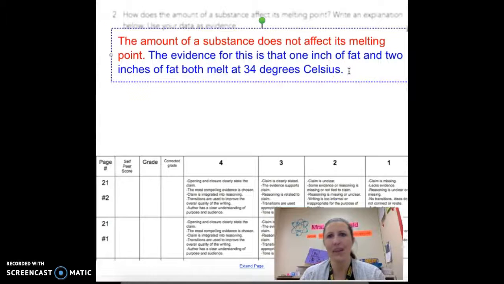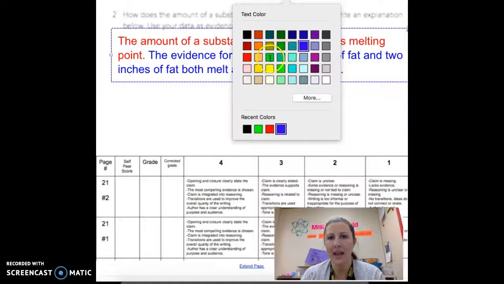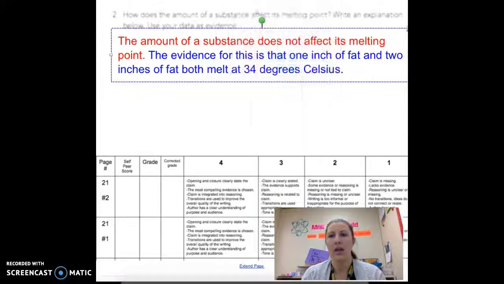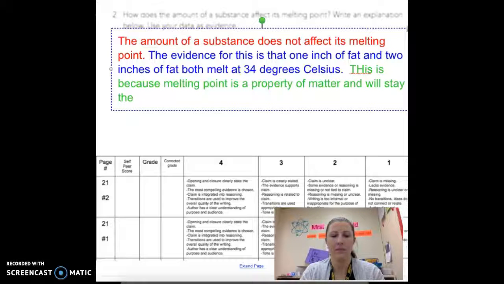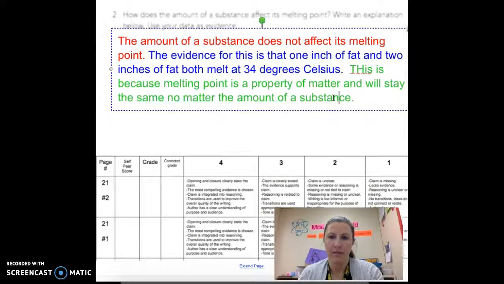And I'm going to do sort of exactly what we did before with solubility. And I'm going to say, this is because melting point is a property of matter and will stay the same no matter the amount of a substance. Okay, I am done.